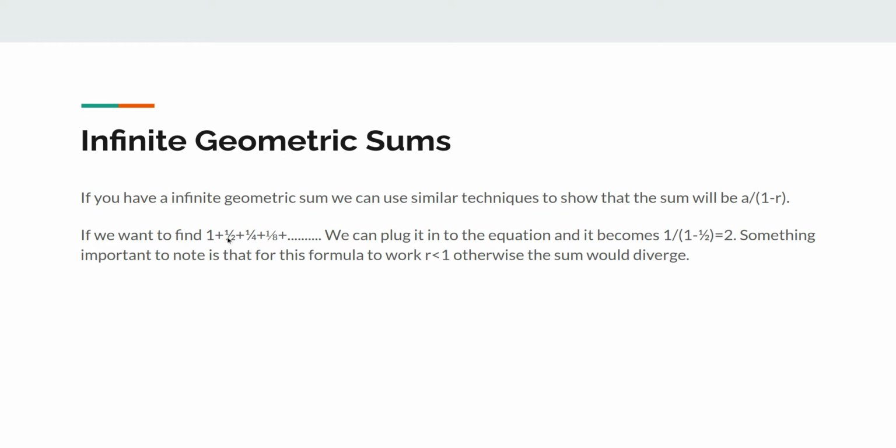If you have a sum like 1 plus 1/2 plus 1/4 plus 1/8 plus 1/16, you use this formula: a over 1 minus r is the sum. Your ratio is going to be 1/2, and your first term is 1. So the sum is going to be 1 over 1 minus 1/2, which is equal to 2. And I talked about this: the formula only works if r is less than 1.